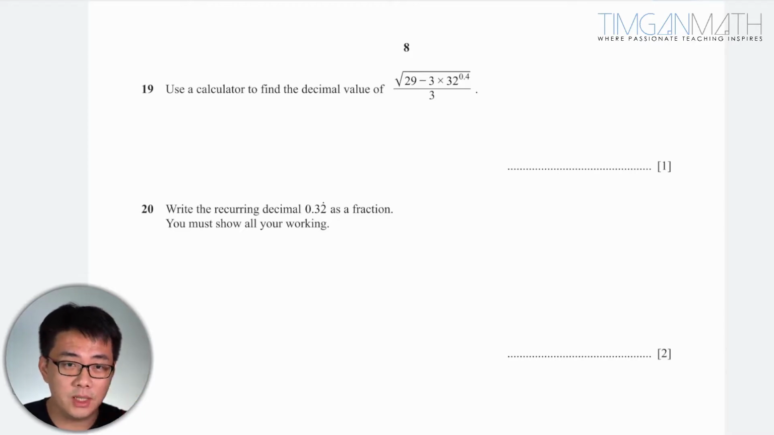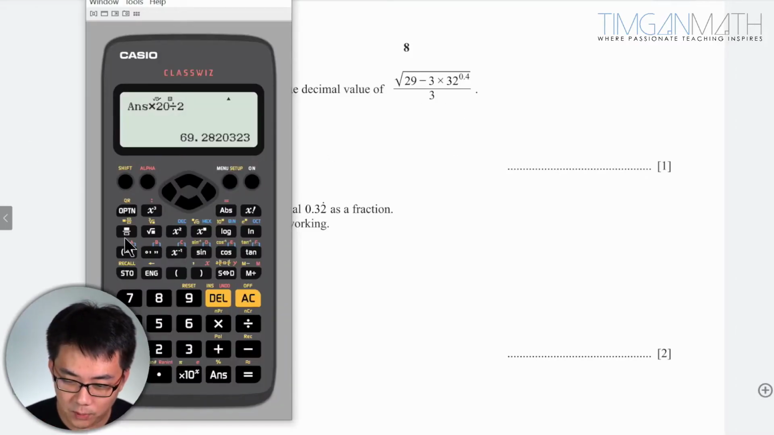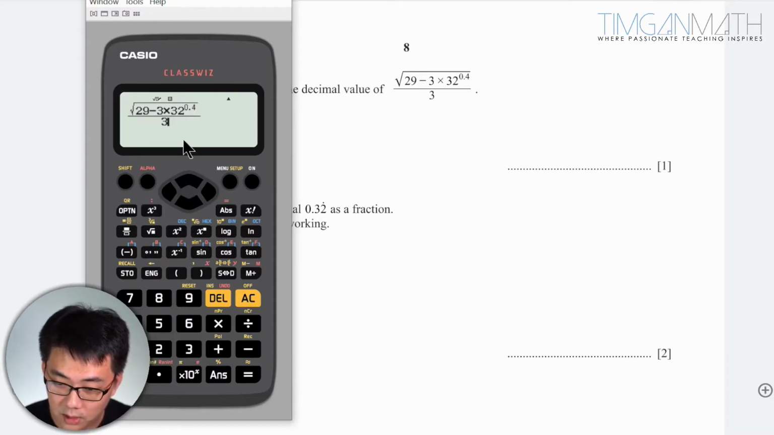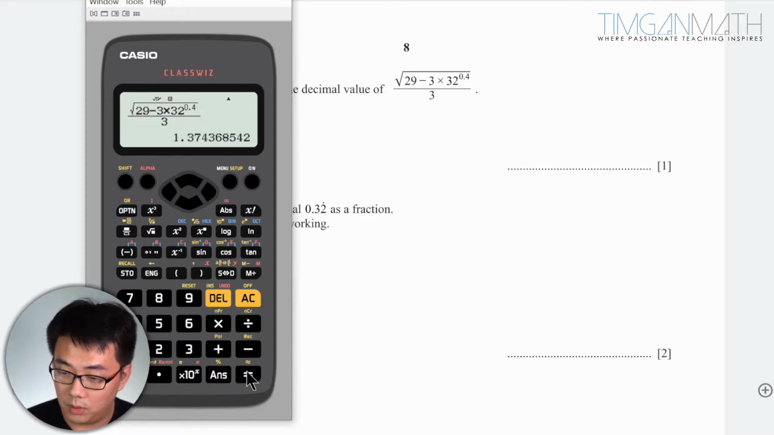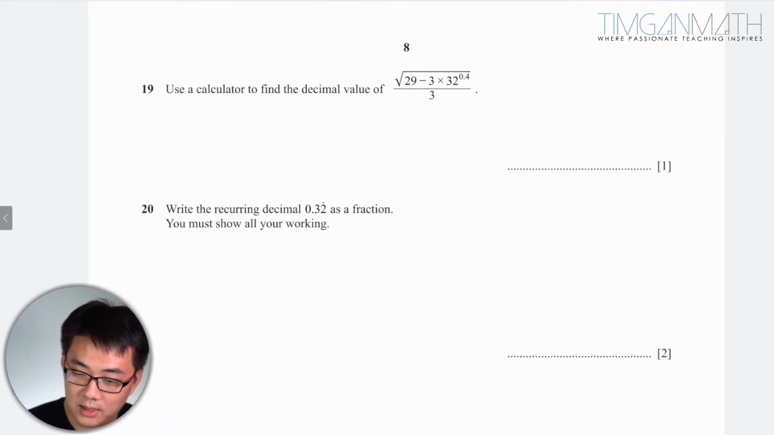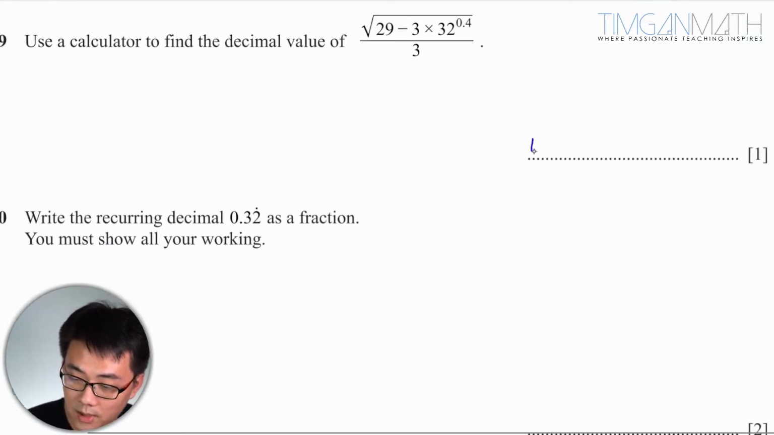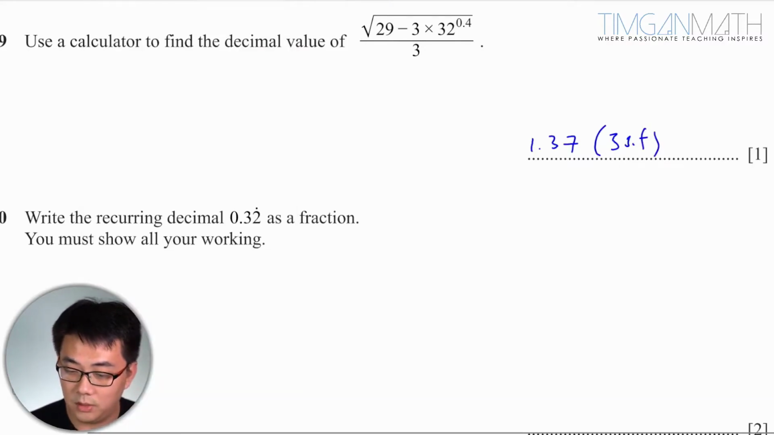For the subsequent part, use a calculator to find the decimal value of this whole thing here. I think it's pretty okay. So just follow it. Just don't mess it up, okay? This kind of question, you really need to get the whole 1 mark there. So minus 3 multiplied by 32 to the power of 0.4. There you go. And divided by 3. There you go, enter it. This is 1.37436. So this will be in 3SF. This is 1.37. Okay, there you go, decimal value.